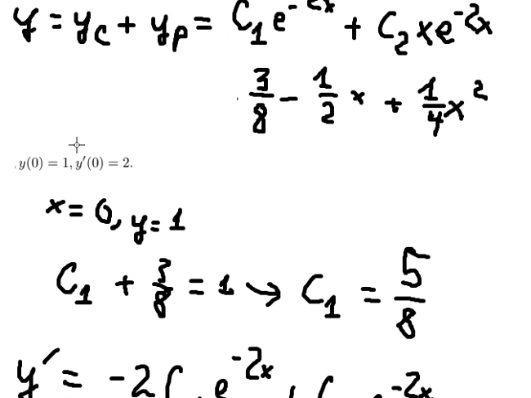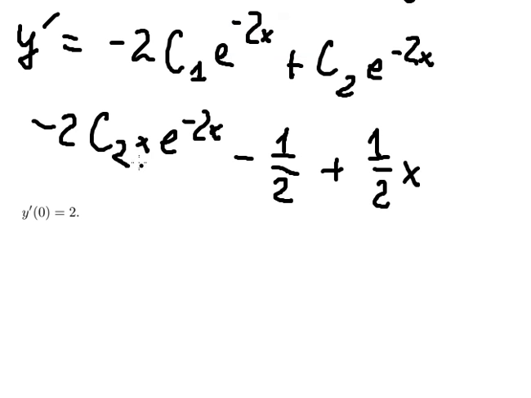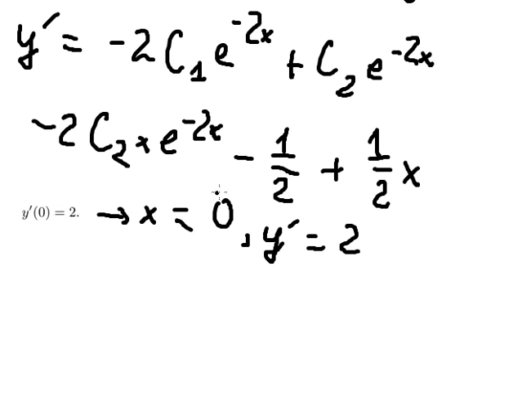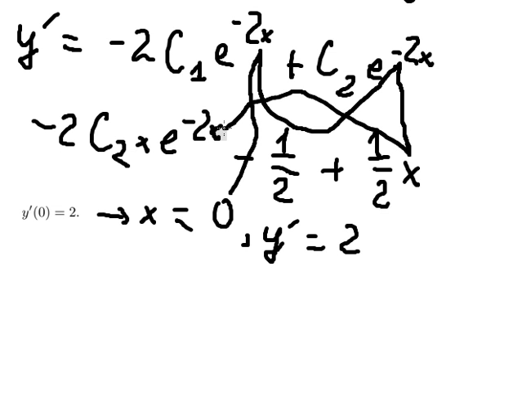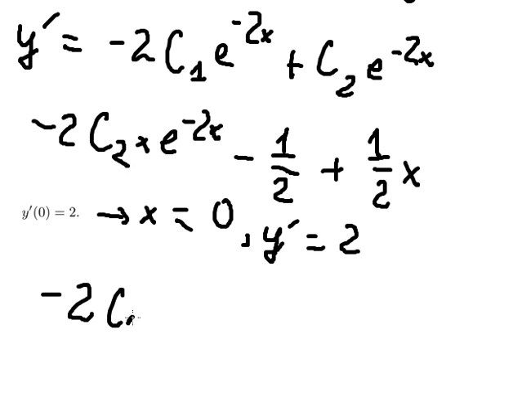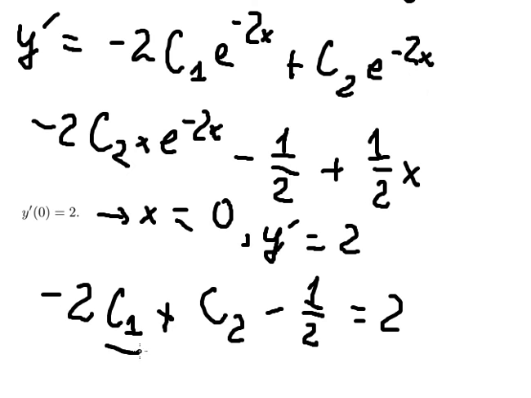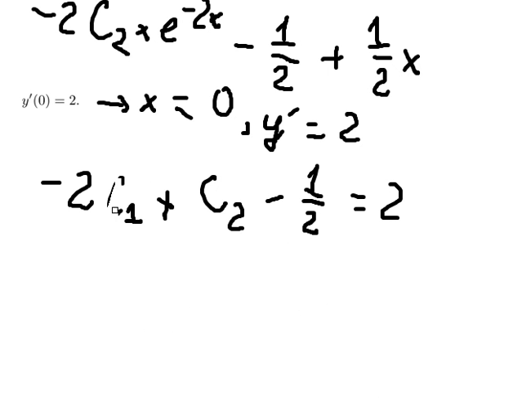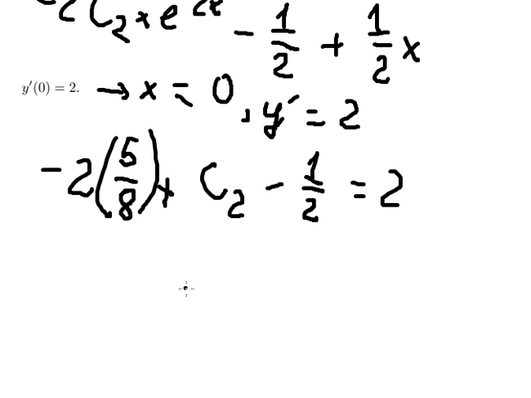Now, we have the condition number 2. So that means when we put s equals to number 0, the first derivative of y equals to number 2. So we put number 0 go in here, here, here, and here. So we have negative number 2, c number 1. This one we have c number 2. This one you got number 0. This one we have negative 1 over 2 equals to number 2. C number 1, that is 5 over 8. So we put 5 over 8 go in here. So we have C number 2. So we put negative 1 over 2 go to the right. We have 15 over number 4.